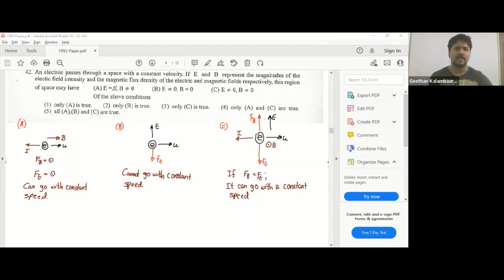So it may go with a constant speed. Statement A is correct, it can go. Statement B is wrong. Anyhow, we have an electric force, so you cannot go. Statement C is correct. So the answer is A and C, answer 4. It's a good question actually, a lot to think. And if you can figure this out alone, it means you have a proper knowledge of electric and magnetic fields.